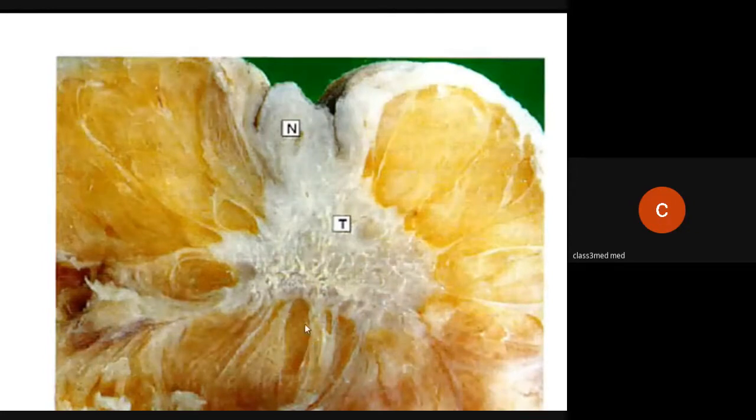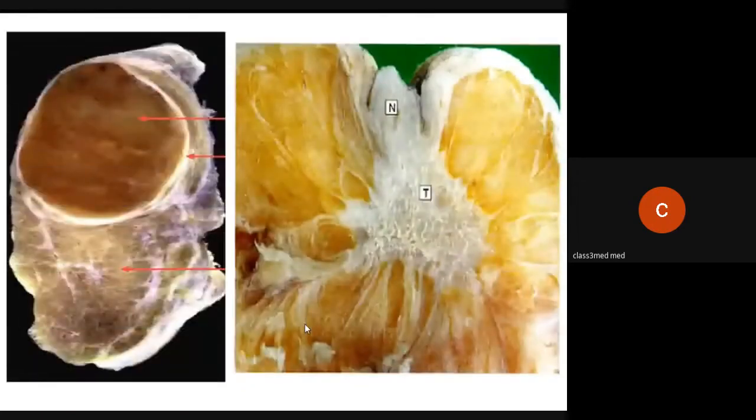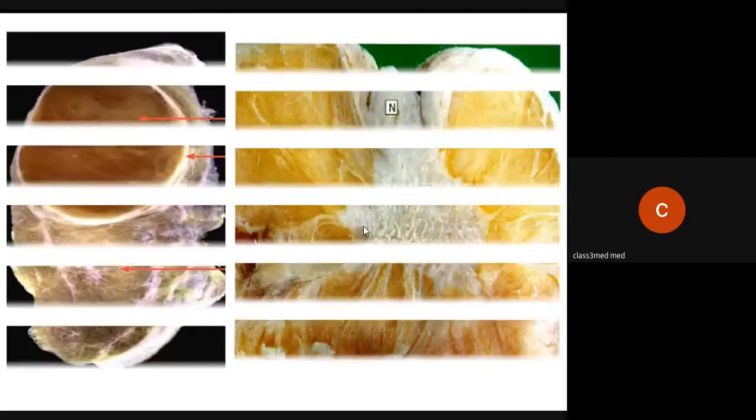Is everything clear so far? And this is just to compare between the mode of the growth of the benign tumor on the left side and the malignant tumor on the right side.